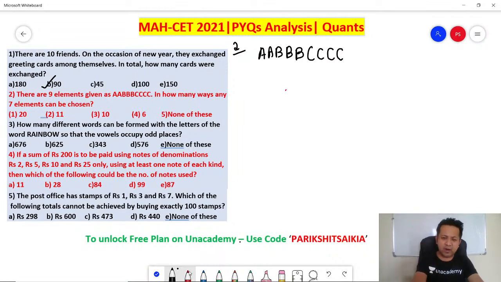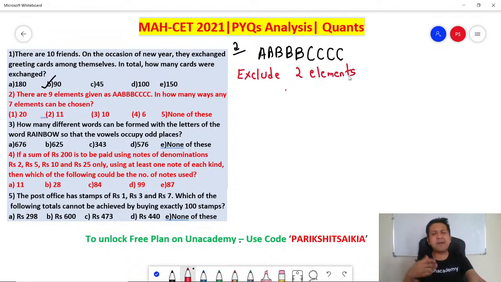What can be the other way around? I need to exclude 2 elements. Will you agree? If you exclude 2 elements, you are automatically selecting 7 elements. Why am I thinking 2? Because it is easy to think of 2 elements. So I'll say exclude 2. The moment you exclude 2, you automatically select the remaining 7.